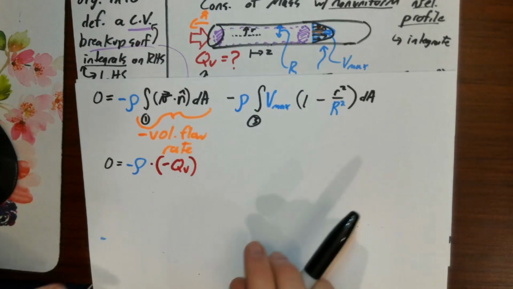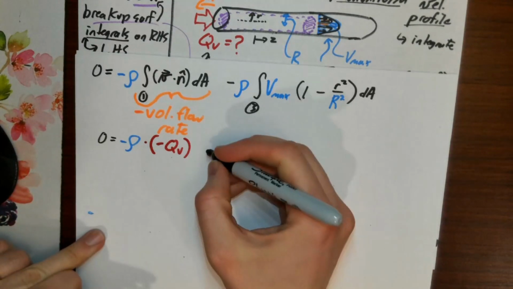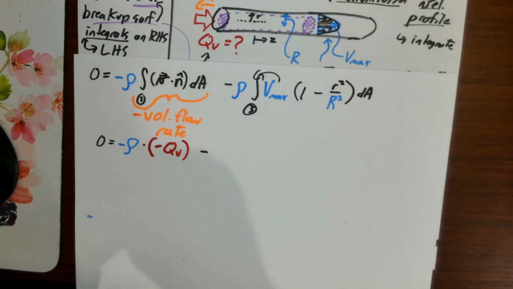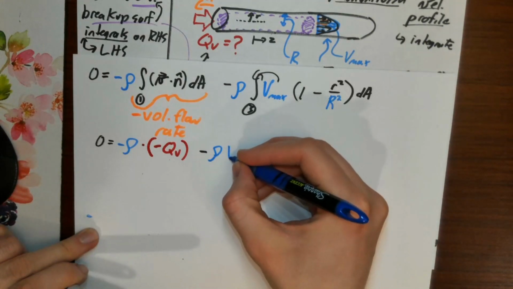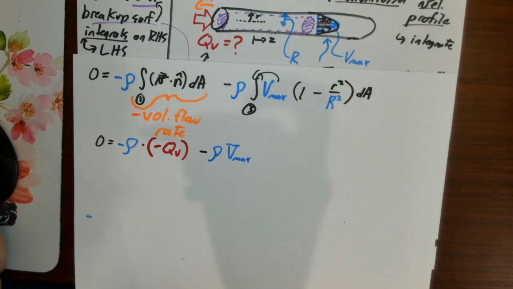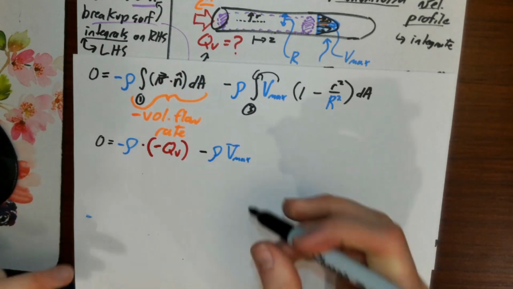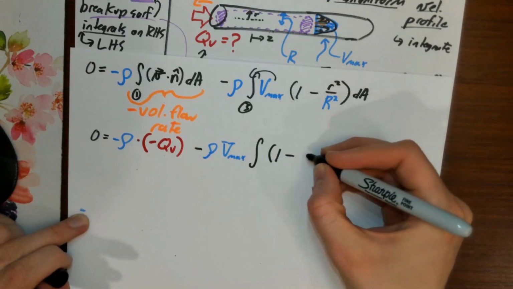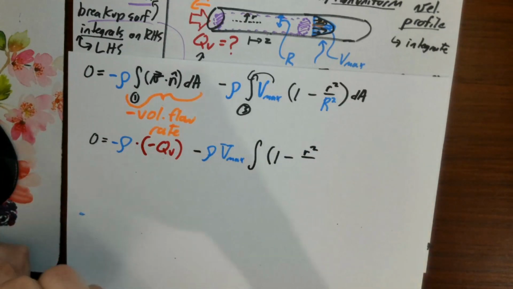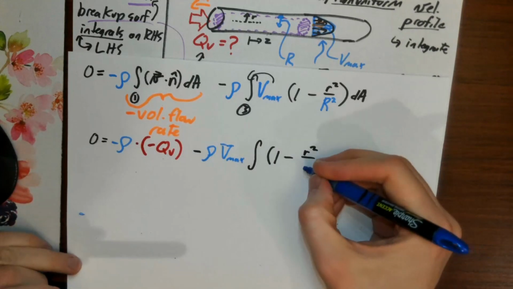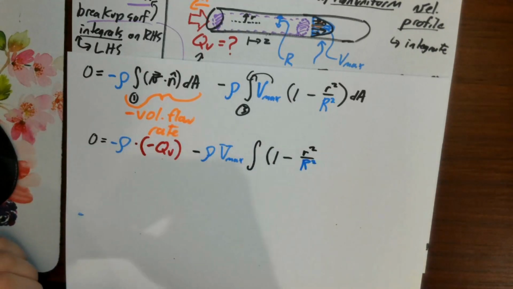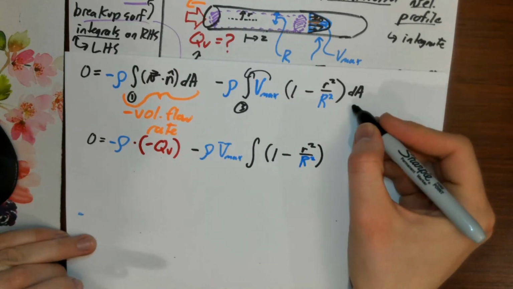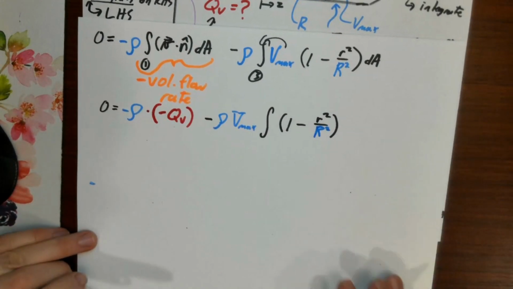And then over here, we have minus, we can pull Vmax out because that's a constant. So now let's have minus rho Vmax times an integral of 1 minus little r squared over big R squared times dA. But let's deal with dA right here.